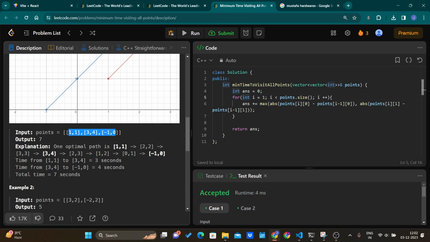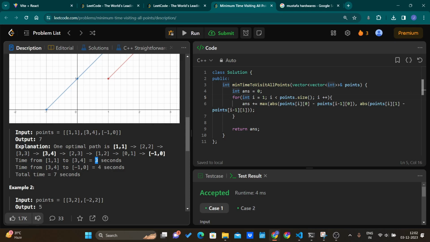One thing that we can notice is that the number of seconds that we will take will be equal to the maximum absolute difference between the x coordinate and the y coordinate. So we will take the absolute difference between the x coordinate, it will be 2, and the absolute difference between the y coordinate, it will be 3. So the number of seconds that it will take us will be 3.